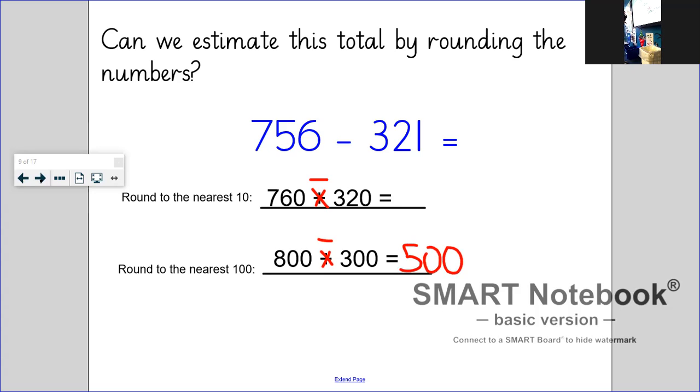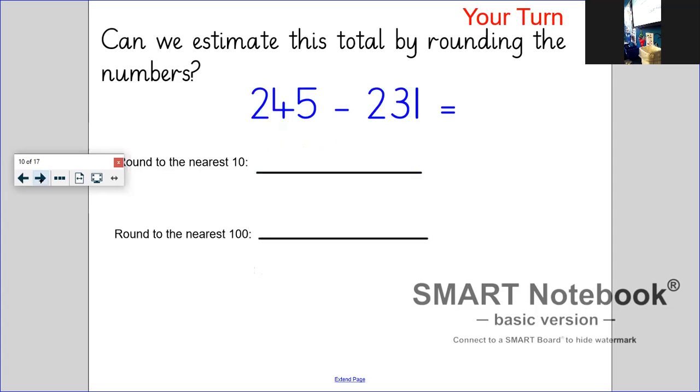So I want you to complete this one by yourselves. If you're in my year group, you'll have this printed out. If not, you can write it down on a piece of paper. I want you to pause the video now and I want you to solve this question.